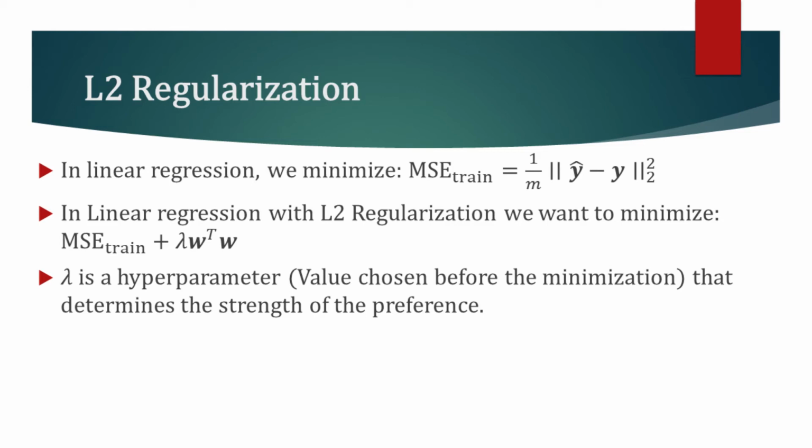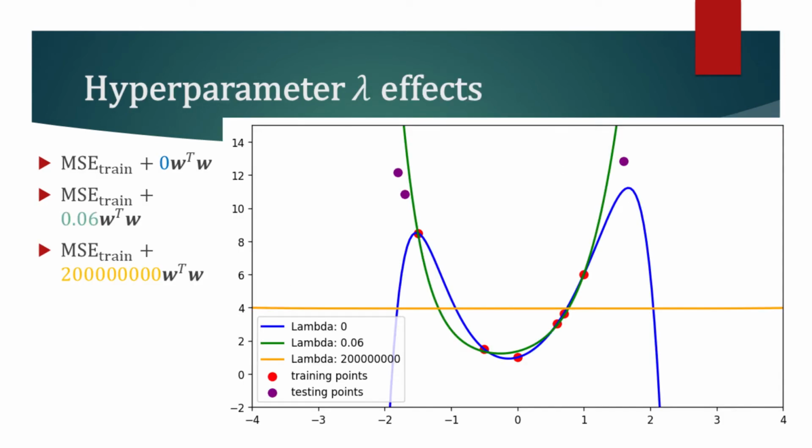Let's have a look at the graphical illustration of what effects lambda has on the generalization. The red points on this graph correspond to the training points, and the purple ones correspond to the testing points. The blue plot is the result of an 8th degree polynomial regression with L2 regularization where lambda equals 0. Essentially, by multiplying the preference criterion by 0, we don't have any preference and the model overfits.